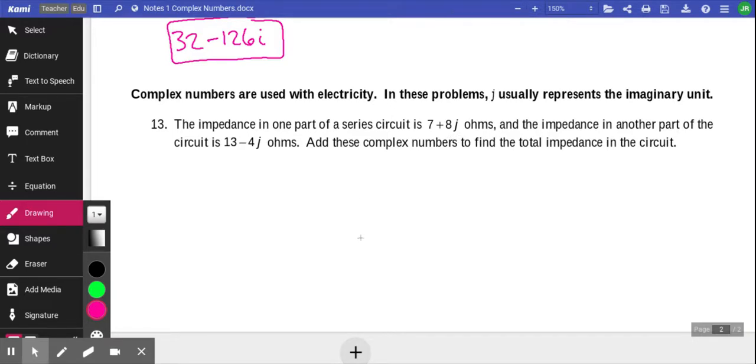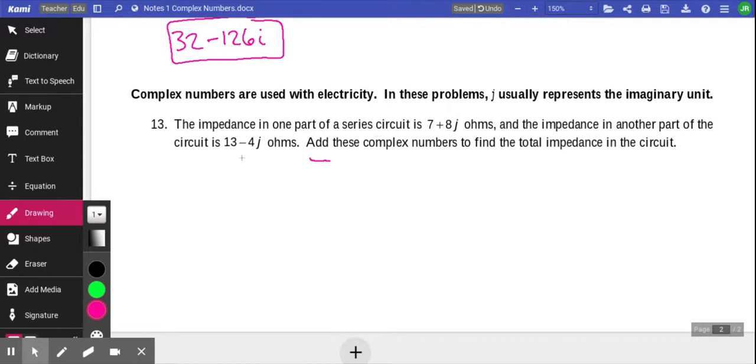So it says the impedance in one part of a series circuit is 7 plus 8j ohms, and the impedance in another part of the circuit is 13 minus 4j ohms. Add these complex numbers to find the total impedance in the circuit. All right, so all we're doing is we're taking the two parts and we are adding the complex numbers together. So I'm going to take the imaginary parts, add those together. I'm going to take the real parts and add those together.